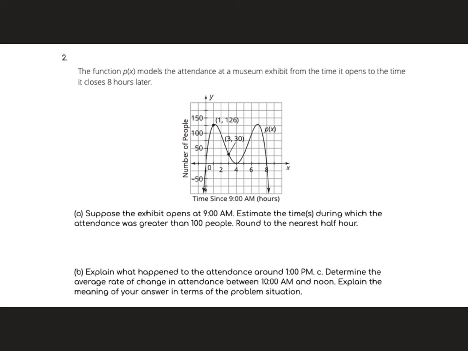Function p of x models the attendance at a museum exhibit from the time it opens to the time it closes 8 hours later. Suppose the exhibit opens at 9. Estimate the times during which the attendance was greater than 100 people. Round to the nearest half hour. So 100 people. So the nearest half hour, I don't know. So it opened at 9, so I'd say 9:30 until, looks like it hits 2 hours later, so 11, and I'll call that, so 6 hours later, so 6 hours later would be 12, 2 hours later would be 2 until, we'll call that 7.5 hours later, or actually I can just say that's an hour and a half later, so 3.5, 3:30.